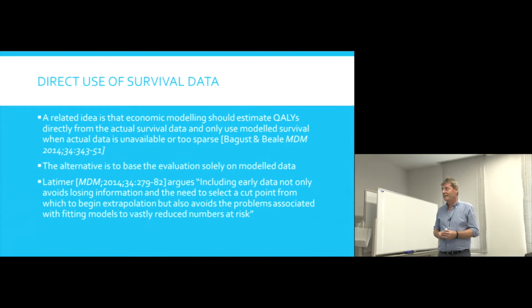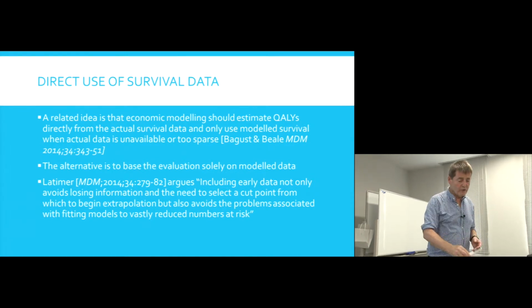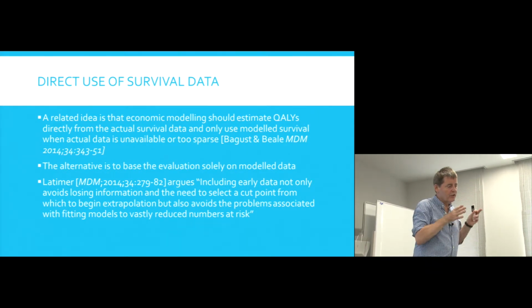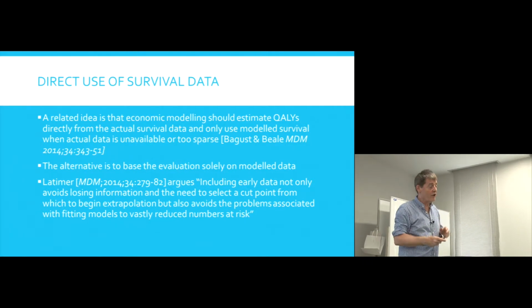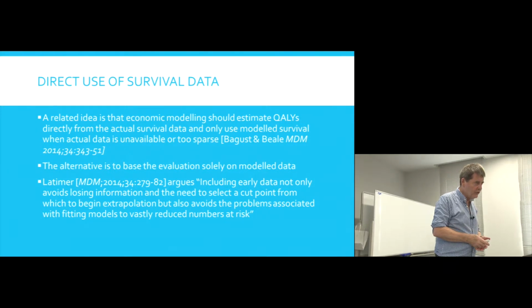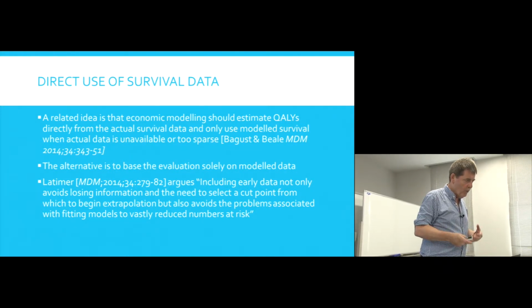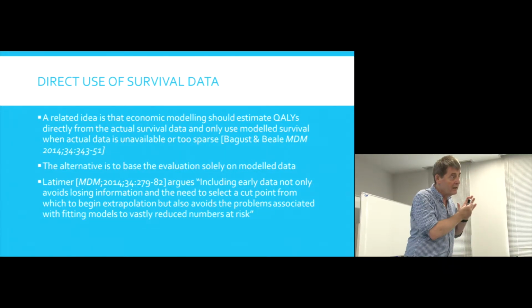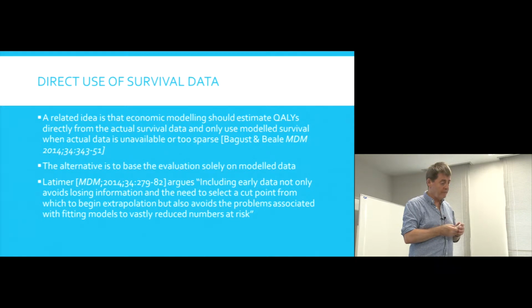A related idea is to model QALYs, rather than fitting a curve, by taking the observed data where you have data, and only using your statistical model to make predictions later on. And there's a bit of a debate going on: should we do this? When we have enough real data, should we not just use the real data and then only extrapolate when we have to?